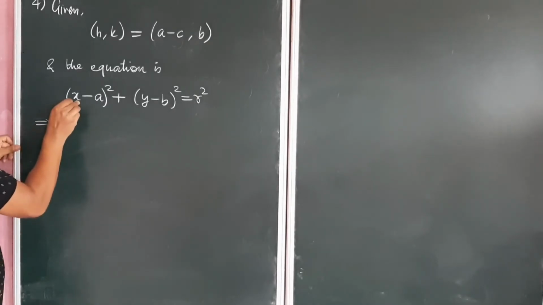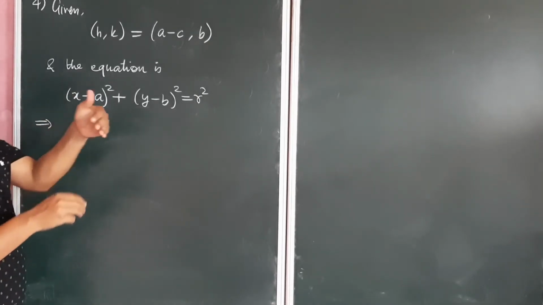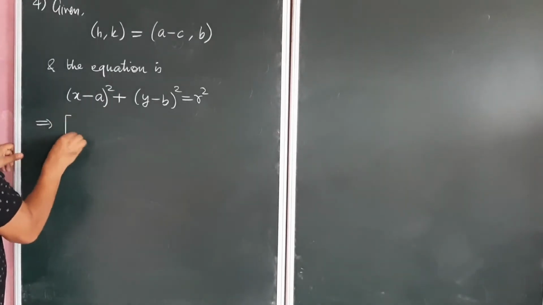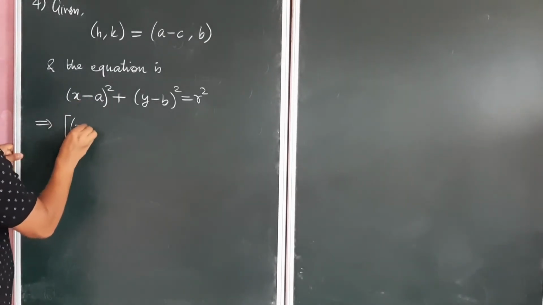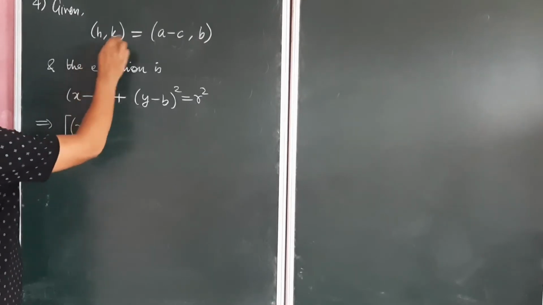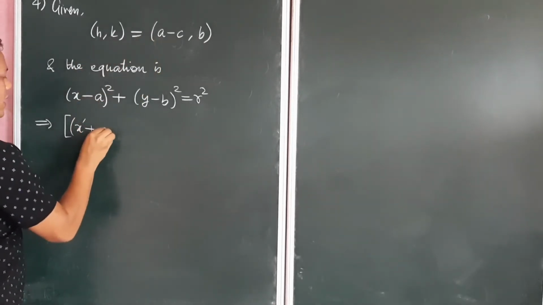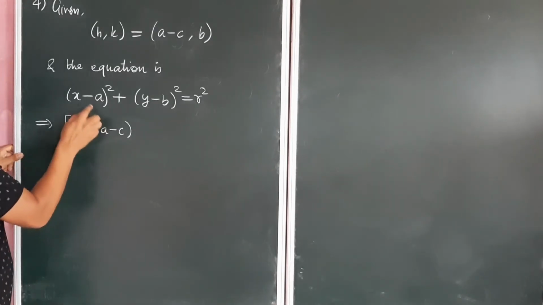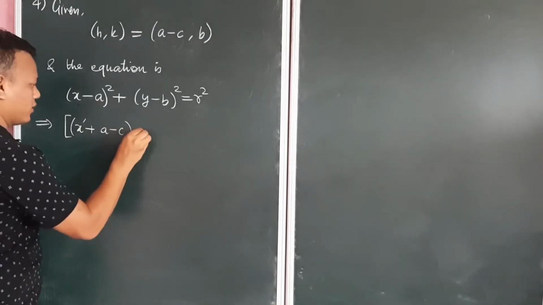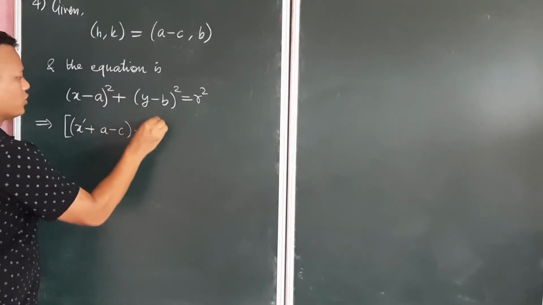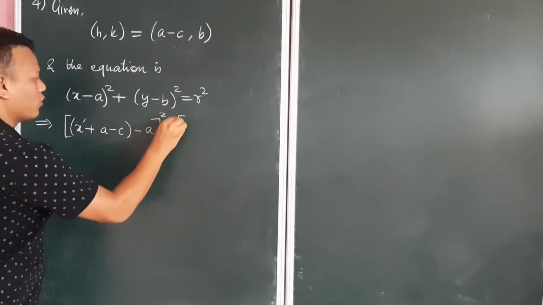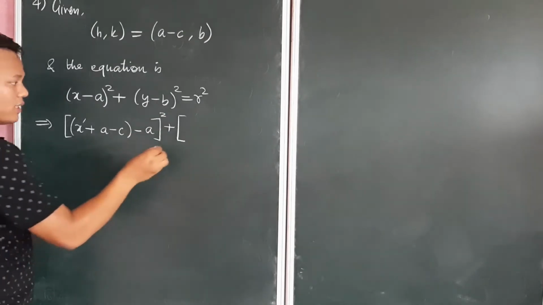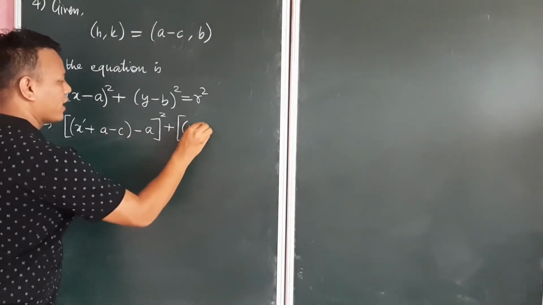So we have x, or I'm sorry, x can be written as x dash plus h, and how much is h? h is a minus c here. So this is my x, and we have got minus a as well, so minus a whole square, plus we have got y. So y can be written as y dash plus k, and how much is k?